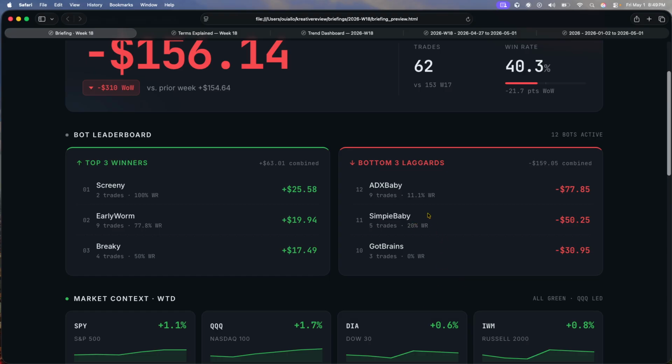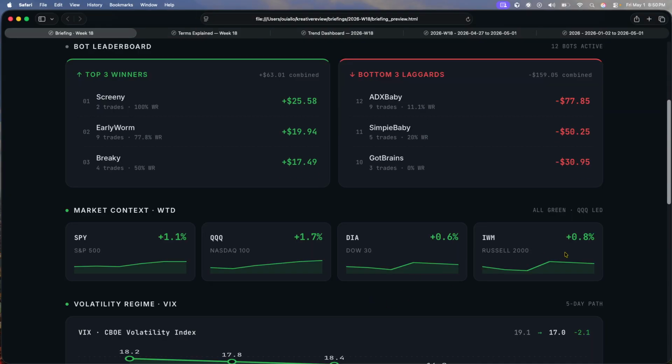And the name is supposed to be a simple strategy, but it just didn't work out to be that case, right? 5 trades, 20%, lost 50 bucks. And then we have Got Brains, 3 trades, 0%, right? So these are some of the strats that I've learned throughout my time paper trading: the less complicated you have a strat, the better off you're going to be. And more on that in a bit.